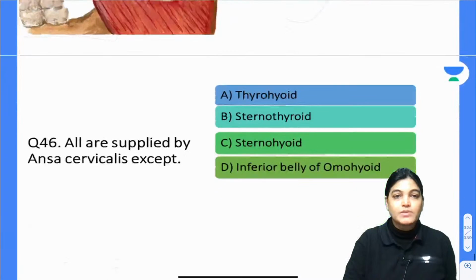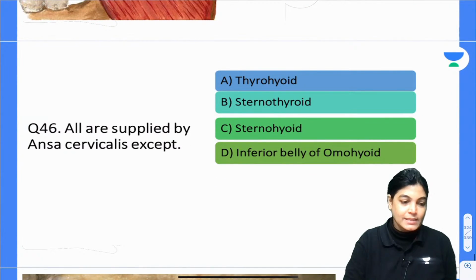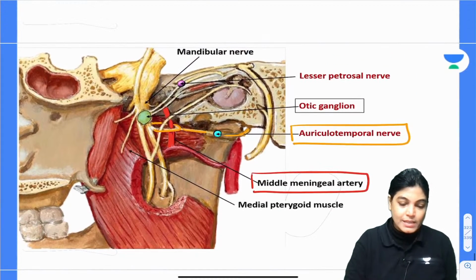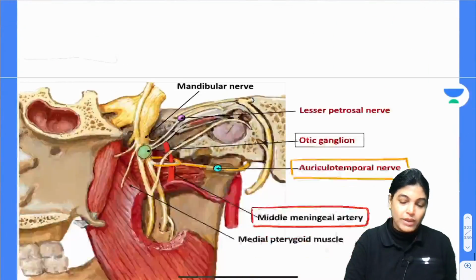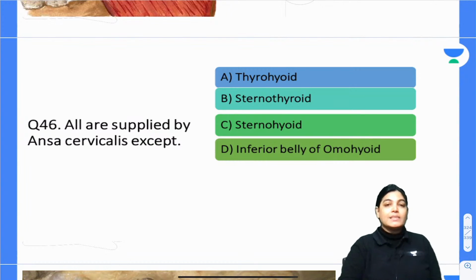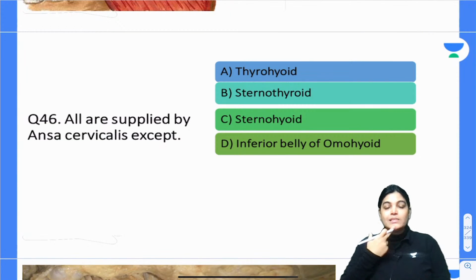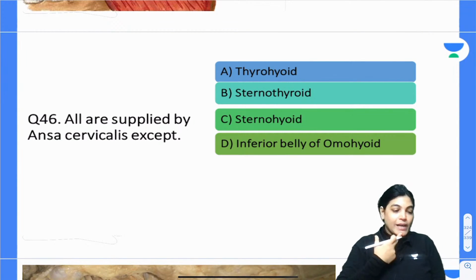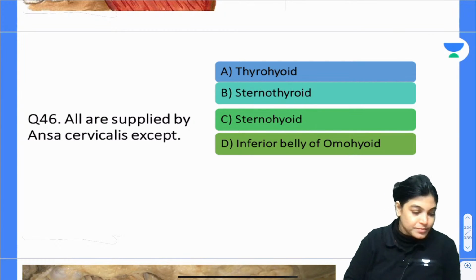Let's move on to the next question, number 46. This is 46 part B, you can say. All of the following muscles get innervation from the ansa cervicalis loop except.